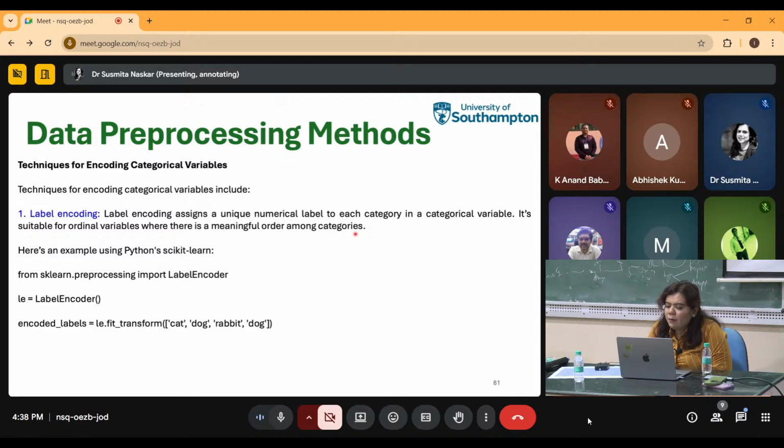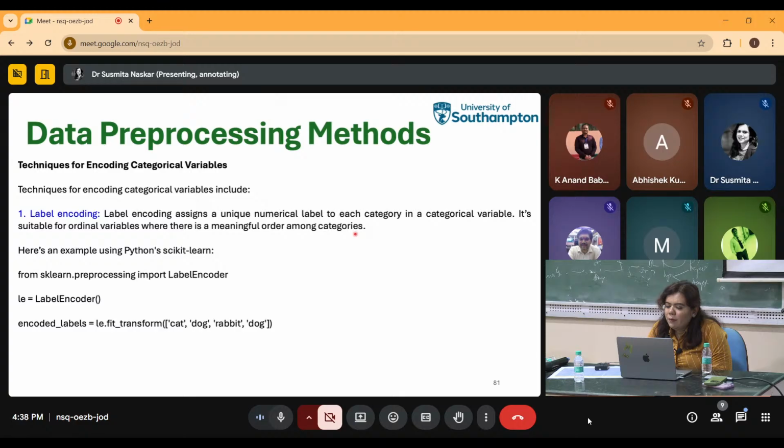Basically, what we try to do is make our data more user friendly so that the machine learning model can further analyze it. That's the main target. And then the second common technique for encoding categorical variables is, as I said, one-hot encoding.